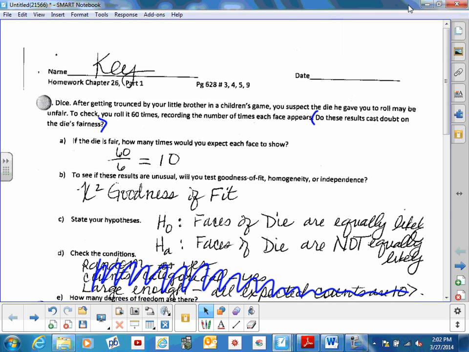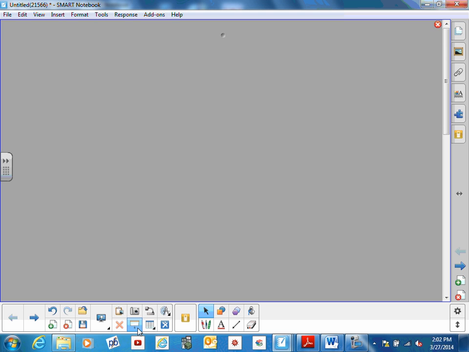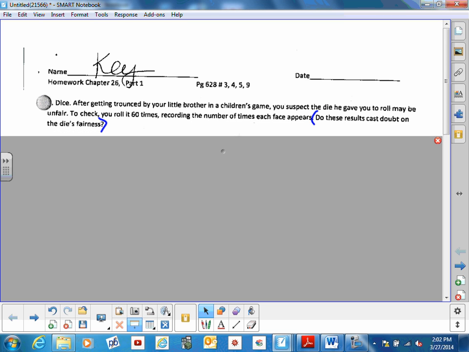First thing I want to do is walk you through this homework, to make sure we understand how to do a complete model for the chi-squared write-up. Okay, so here we go.